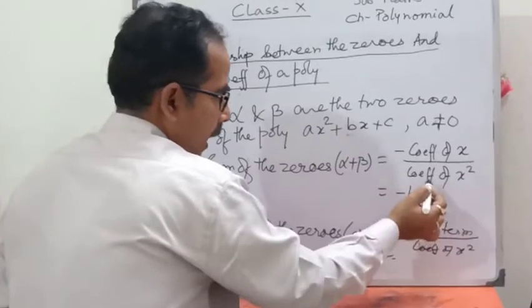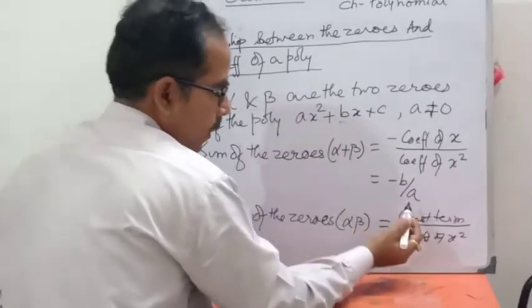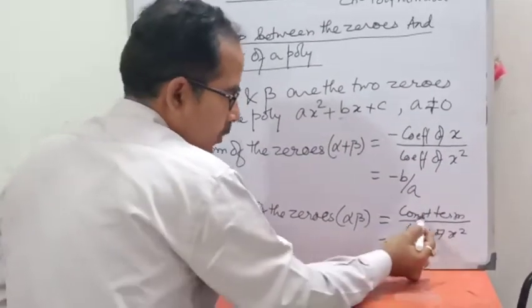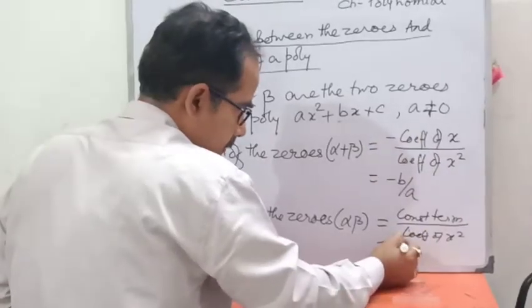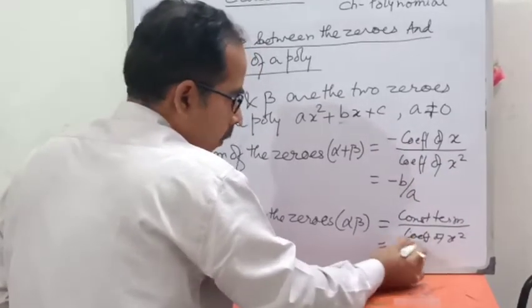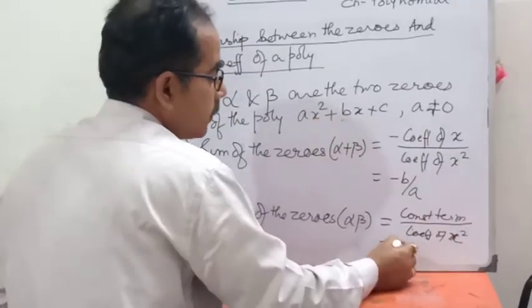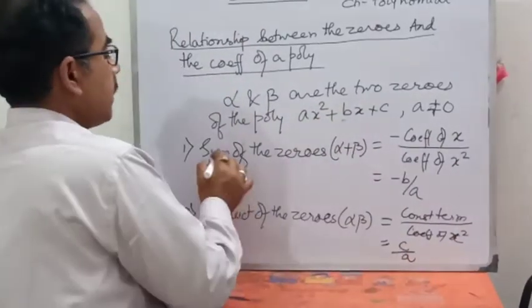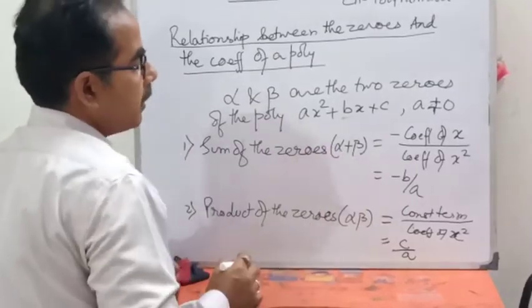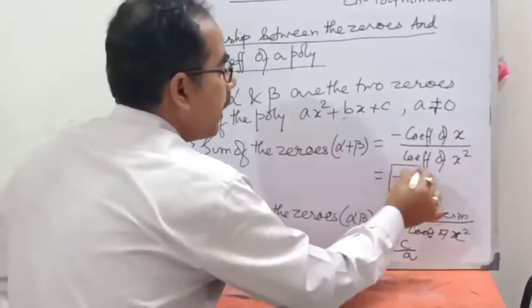Coefficient of x square is a. That's why here a. In a similar way, constant term is c. The constant term c by coefficient of x square. Coefficient of x square is a. So c by a. So that means what? The sum of the zeros, that is alpha plus beta, is coming as minus b by a.